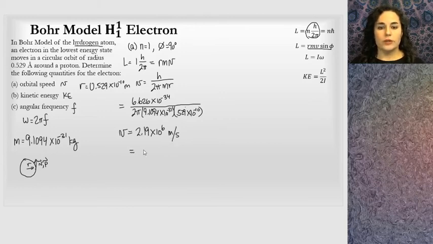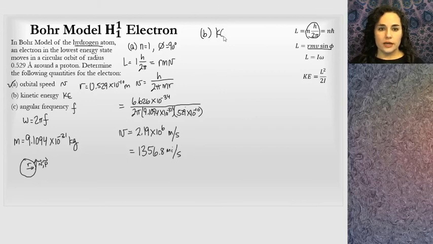Interestingly enough, I wanted to know what this was in some units that I recognize, and it's 1,360 miles per second. So when you think about an electron in a hydrogen atom, it's moving around very fast in there. So that's that orbital speed. I've done that part of the problem. Let's move to part B, the kinetic energy.